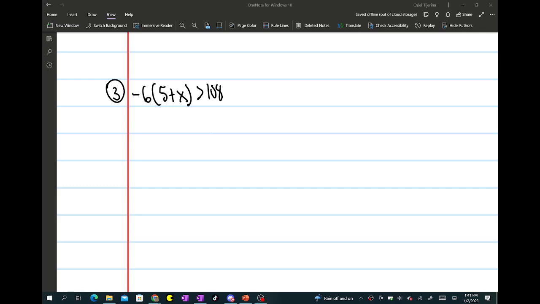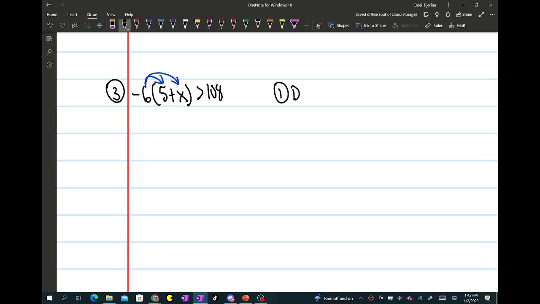Okay, so this is the last one that I'm going to go over for this video. So we have negative 6 times the quantity 5 plus x is greater than 108. So the idea here is you can go ahead and distribute the negative 6, or you can divide both sides by negative 6, but you have to switch the sign. I'm going to do it by distributing. Okay, so we're just going to distribute the negative 6. So number 1, distributive.